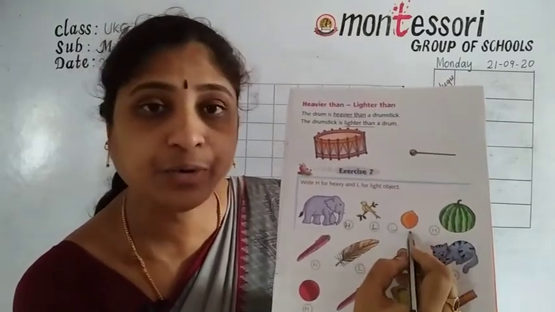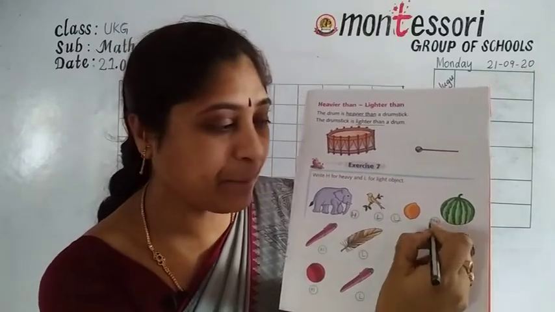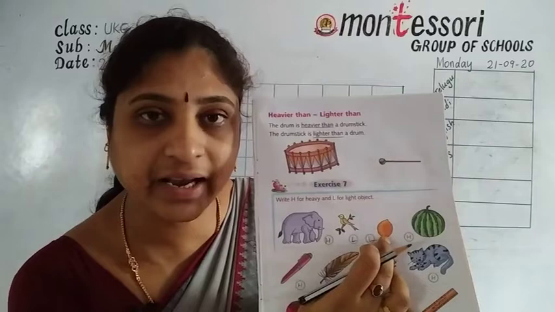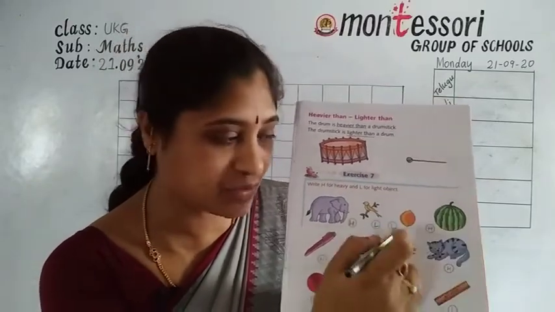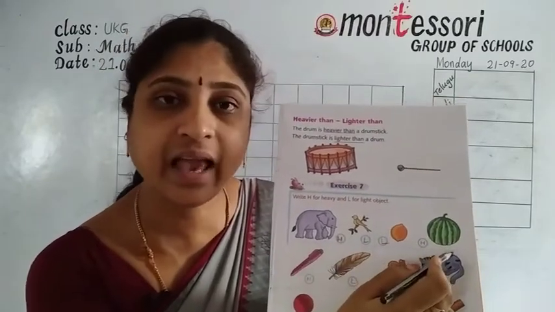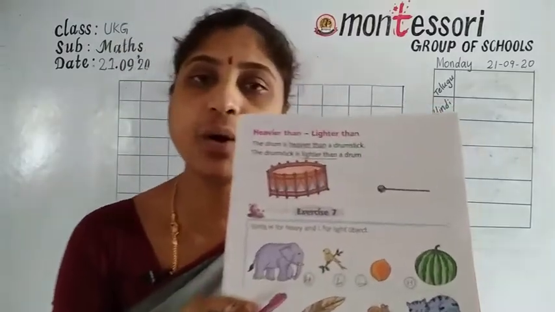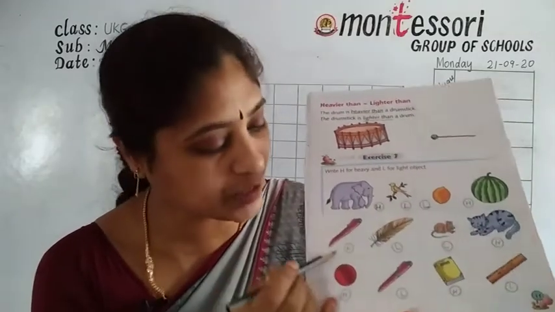Lighter one, what we do? Put L. Heavier one, put H. Understood? This one is lightweight, this one is heavyweight. Weight ఎక్కువగా ఉంటేనేమో heavy, weight తక్కువగా ఉంటేనేమో lighter. Okay, understood? Go to next picture.